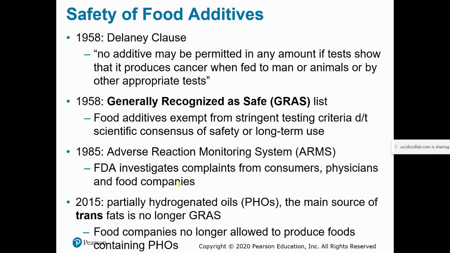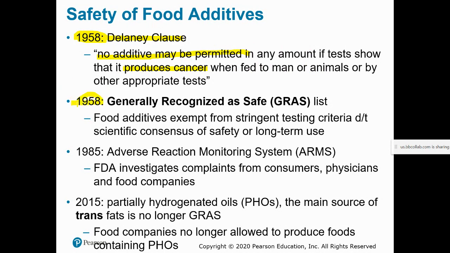Then just a little history of allowing food additives into our food system in the United States. So back in 1958, there was something called the Delaney Clause, which said that no additive could be added to a food in any amount if tests were to show that that additive produces cancer when fed to humans or animals through appropriate testing.